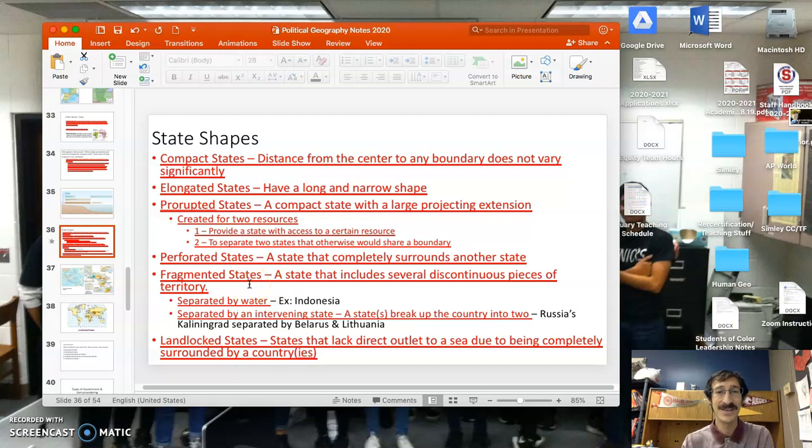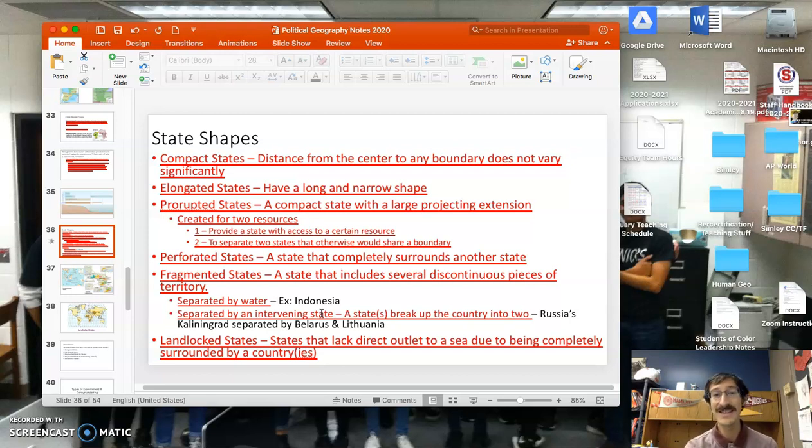Then we get fragmented states, and this is pretty basic. It's fragmented, which means that it's not together. That could be fragmented by land, which doesn't happen all that often, typically by an intervening state connected to a prorupted state, with the idea of Kaliningrad, which is part of Russia, separated by Belarus and Lithuania. Or it could be separated by water, which is the more common example here. So think of any country that has several islands or island chains. The United States even fits in this, with Hawaii and Alaska, also Canada being a bit of an intervening state there too. Indonesia, Malaysia, Japan, any country that has any island off the mainland fits with that separated by water as a fragmentation.